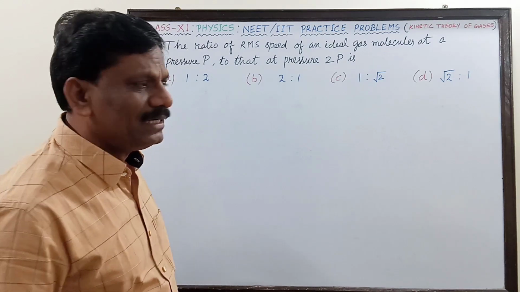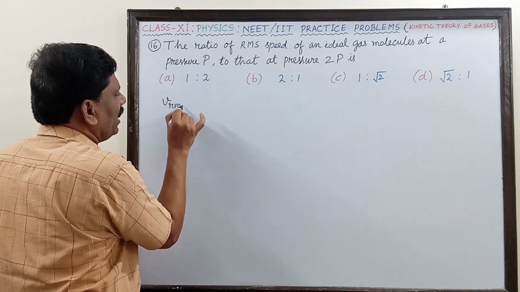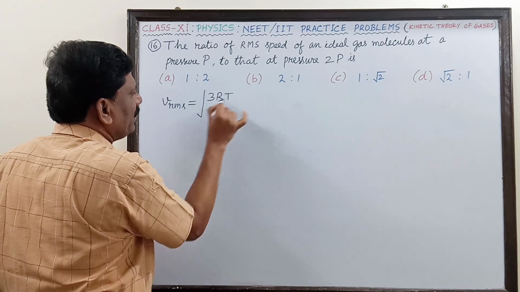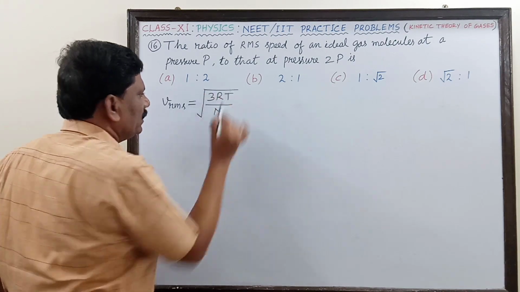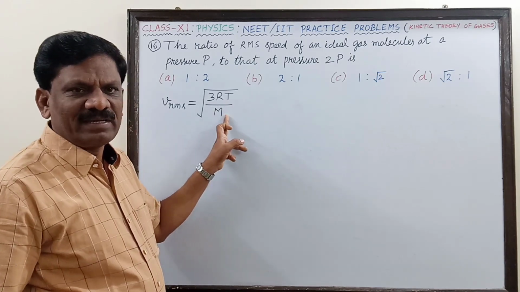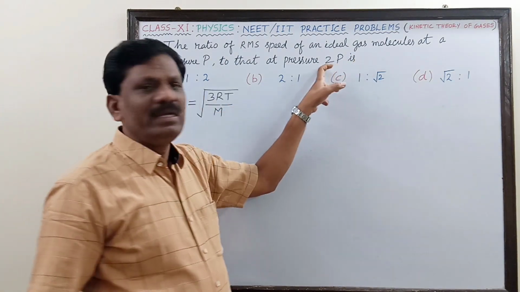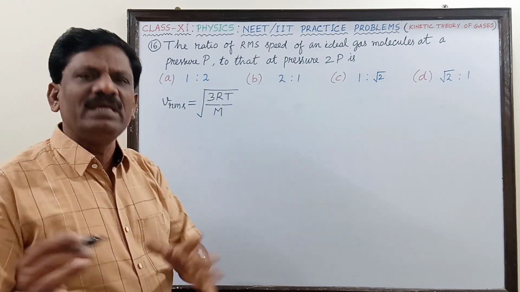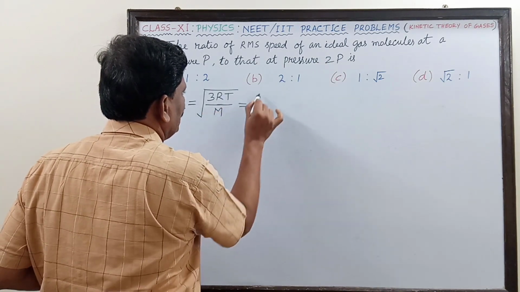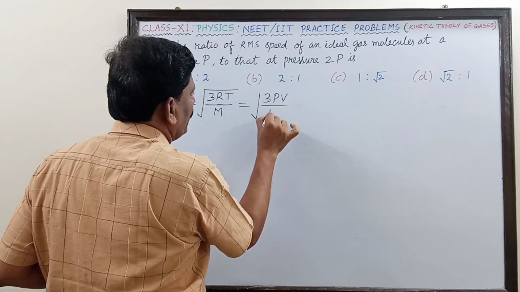We had been using the formula for the RMS velocity like this: V RMS is equal to square root of 3RT by M. This is the formula used for molar mass of a gas, but the RT here in terms of pressure is to be determined. So PV is equal to RT for 1 mole. Therefore, this also can be written as V RMS is equal to square root of 3PV divided by M.